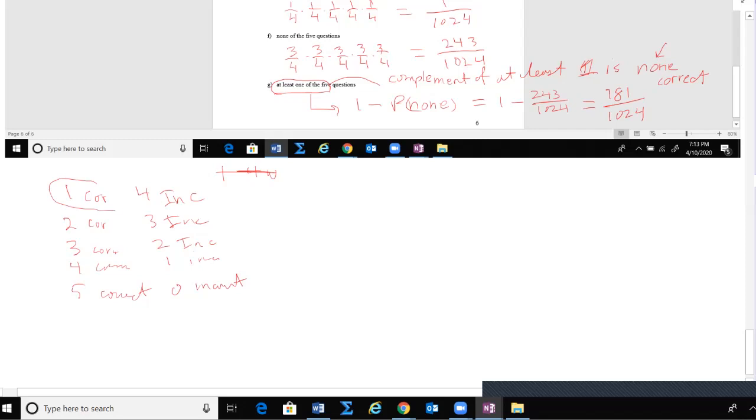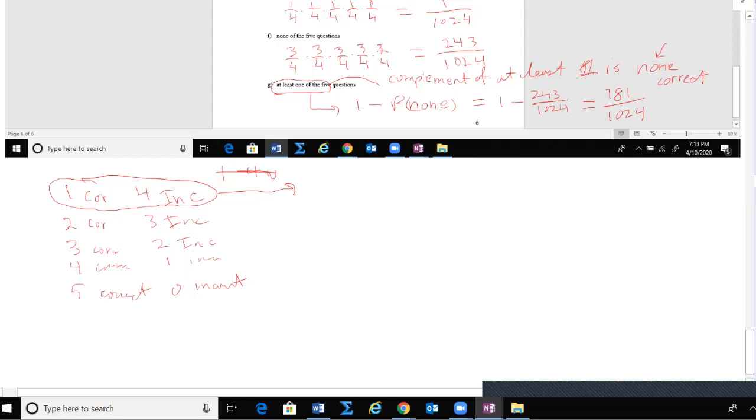So 1 correct, 4 incorrect. The trouble is that could mean the first one right, the next 4 wrong. It could mean the first one wrong, the next one right, the next 3 wrong. So you've got to calculate all those probabilities for each of those cases. Now they're all going to be the same. You just have to figure out how many ways you're going to do that. So it's not going to be a simple task to figure out these probabilities. It's going to take some work.